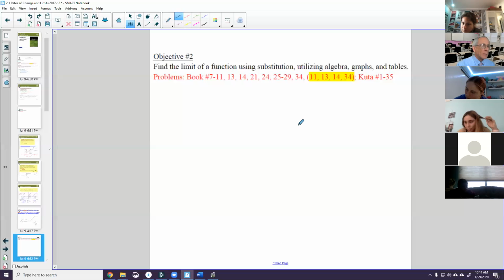So let's take a look here. We're going to find the limit of a function, and we're going to do it in different ways. We're going to use substitution. We're going to utilize algebra. We're going to utilize graphs, and we're going to utilize tables. So we have a lot of different ways to find the limits of a function.